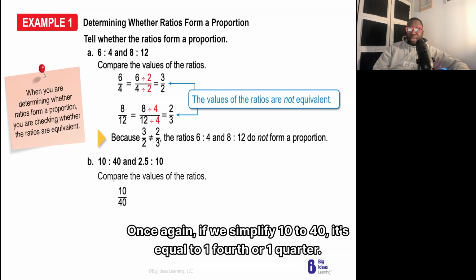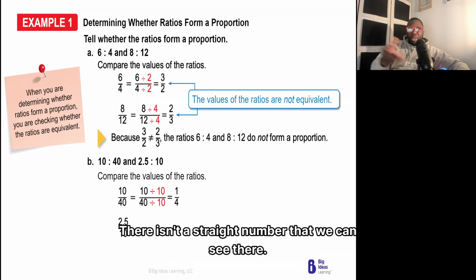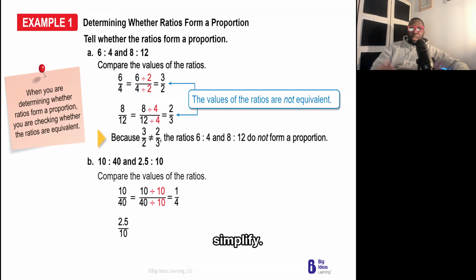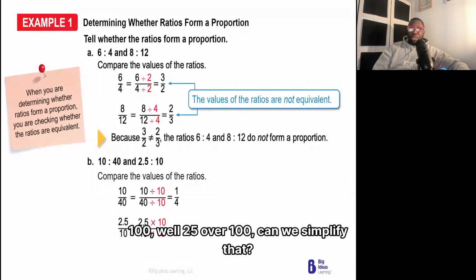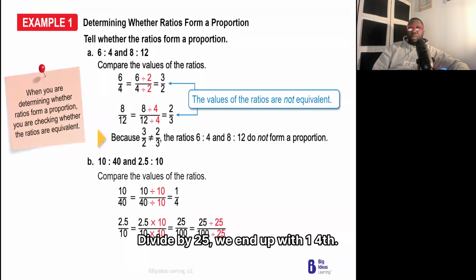Once again, if we simplify 10 to 40, it's equal to 1/4. And when we simplify 2.5 to 10, well, that's a little bit tough. There isn't a straight number that we can see there. So perhaps instead of dividing, we can multiply, and then we can see if we can simplify. So let's multiply times 10. 2.5 times 10 is going to give us 25. 10 times 10 gives us 100. Well, 25 over 100, can we simplify that? Yeah, that's a little easier to simplify. Divide by 25, we end up with 1/4.